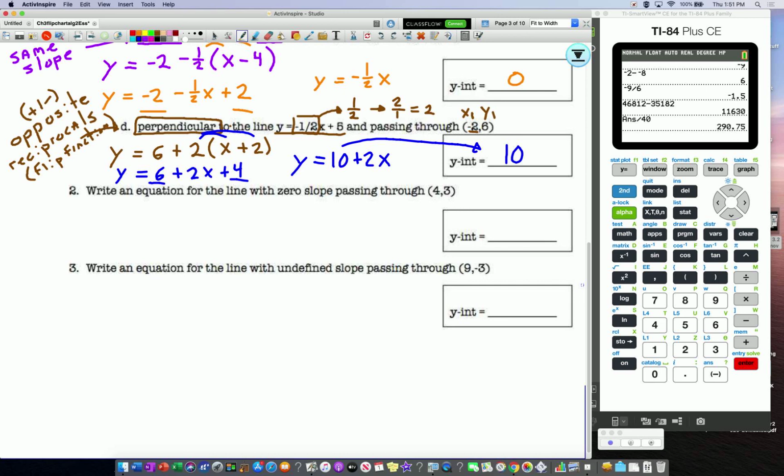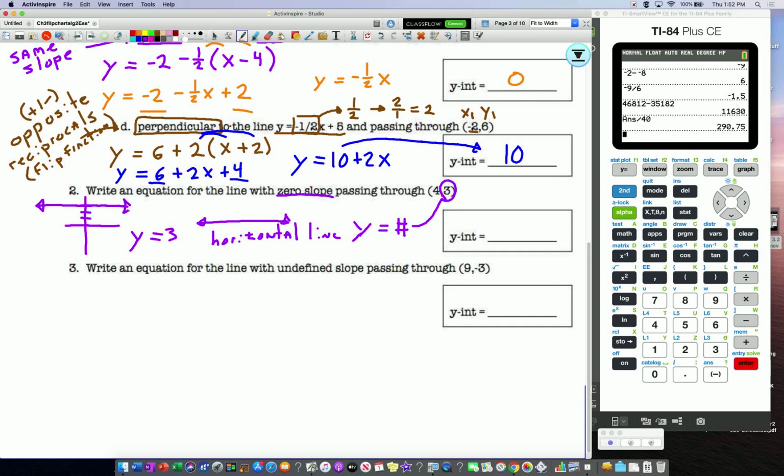All right, number 2 and number 3 are going to be our special lines. So this is kind of like a review of 3.1 a little bit. It says write an equation for the line with 0 slope. If it has 0 slope, that means the line's just going straight across. Well, that means it's horizontal. And a horizontal line has the equation, we remember, y equals a number. So the number that it equals here is 3. So the equation is y equals 3. If I'm graphing that, remember that it actually does have a y-intercept, and it happens to be that value. So my equation is y equals 3, and the y-intercept is 3.